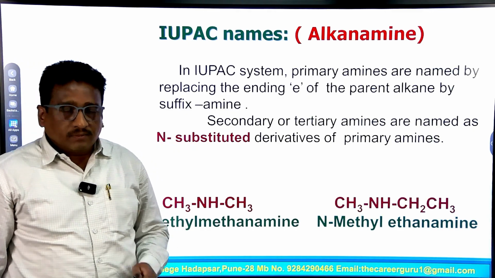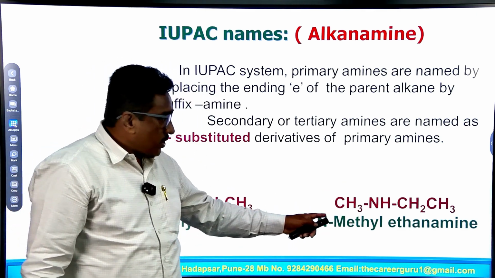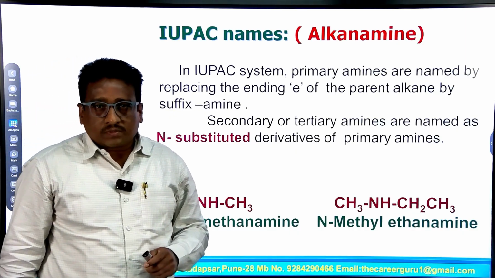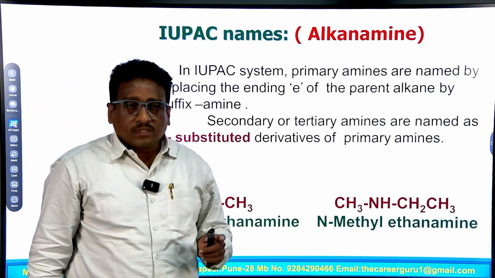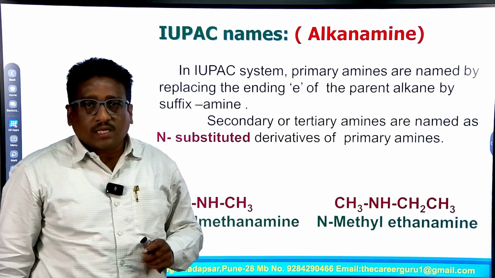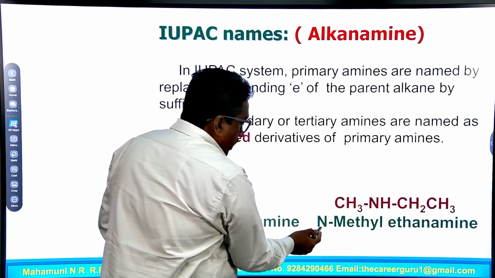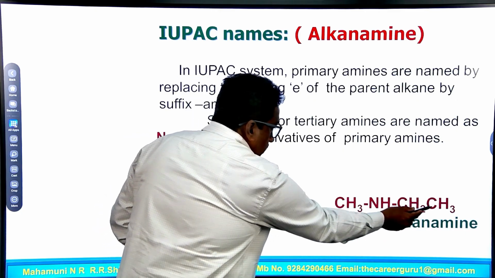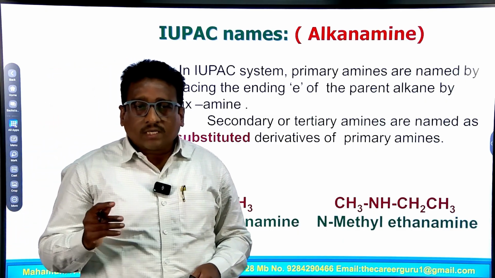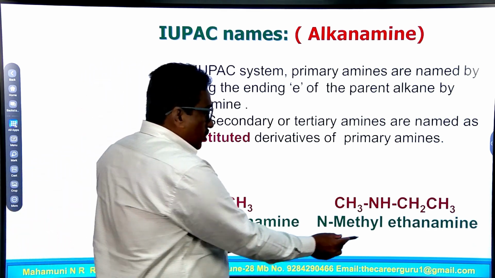Then the second example, CH3NHC2H5 or CH3NHCH2CH3. Out of these two alkyl groups, they are different alkyl groups. CH3 is the smaller alkyl group and C2H5 is the larger alkyl group. So, the smaller alkyl group is considered as N substituted group. So, it is called N methyl and the second alkyl group contains two carbon atoms. So, the corresponding alkane is ethane and the E suffix of ethane is replaced by amine. So, it is called N methyl ethanamine.